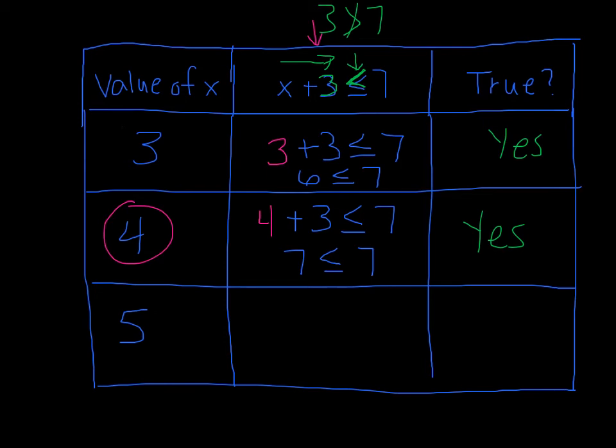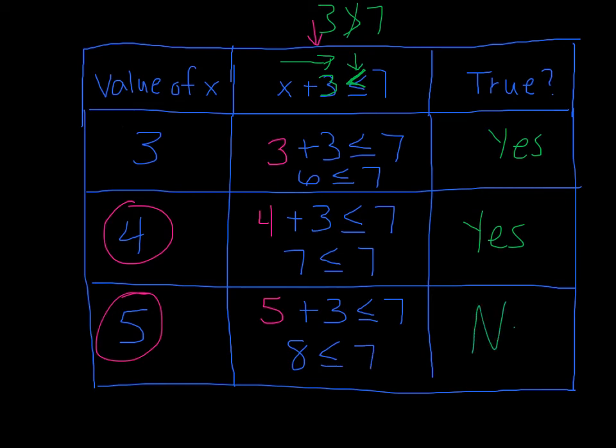And my last one, I'm going to fill in my x. That equals 5. So 5 plus 3 is less than or equal to 7. So let's check it. 5 plus 3 is 8. Is 8 less than or equal to 7? Well, no, it's not less than or equal to, it's greater than. So we would put our line through it because it is not less than or equal to 7. It's actually greater than. So that statement would be not true.